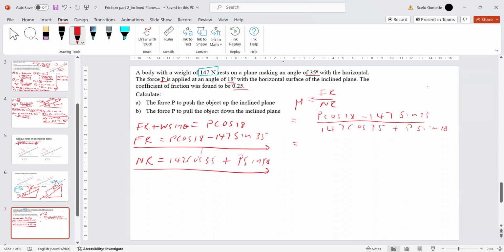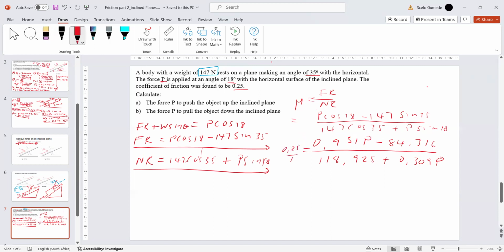From my simplification, I found out that this is going to be 0.951 P minus 84,316. All of that divided by, don't forget my coefficient of friction, sorry, 0.25. All divided by 118,925 plus the value of P will be 0.309 P. So this one will be 0.25.